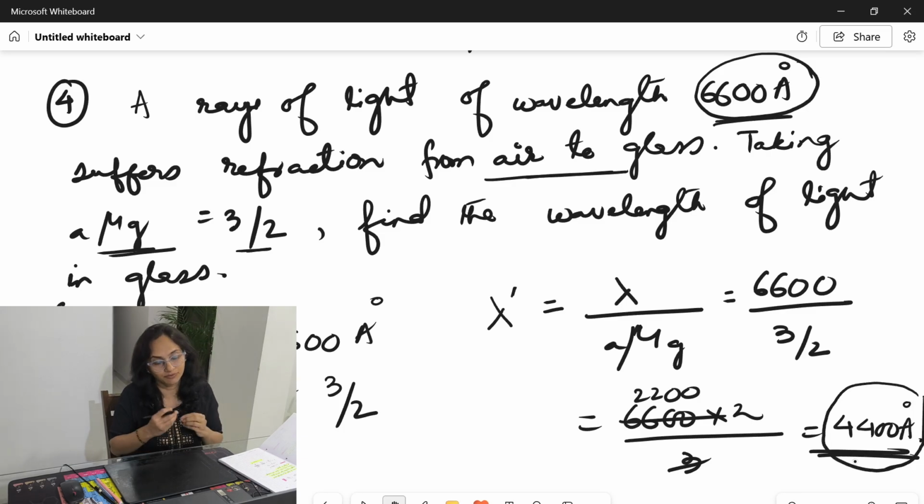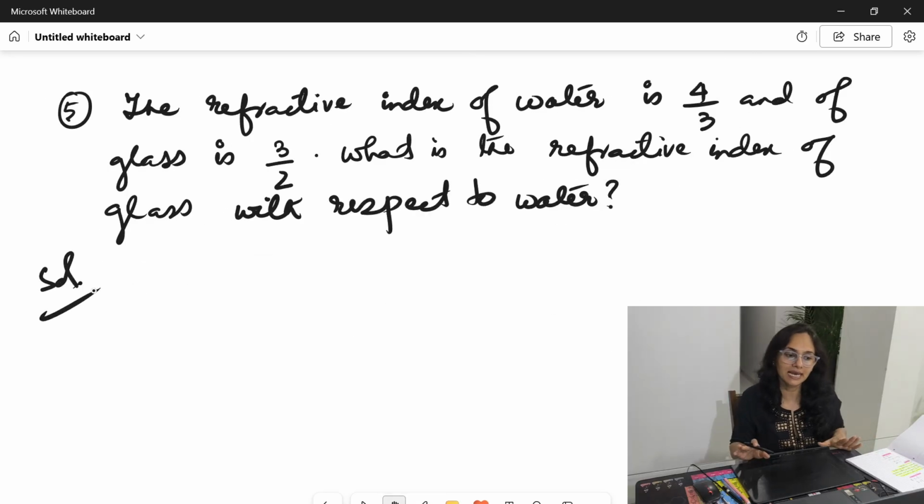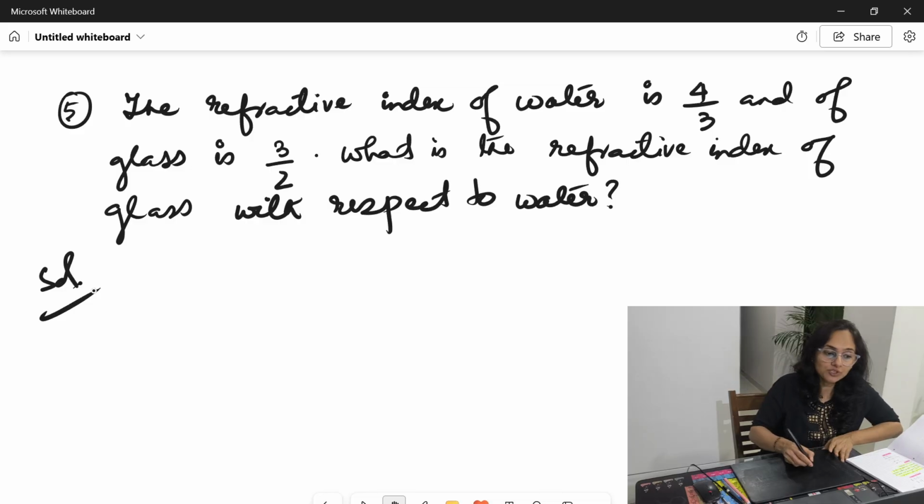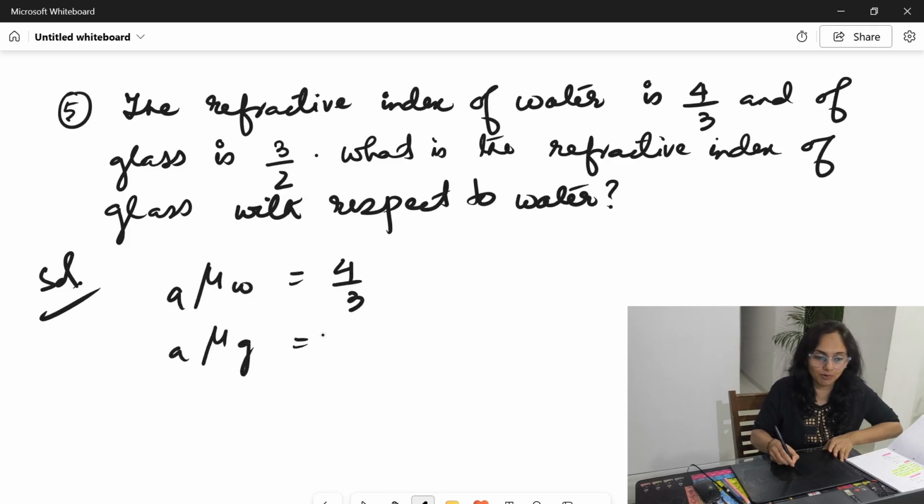Let's take a few more questions. Let's go to the next question, right? Now let's have a look at this question. They have given us the refractive index of water as 4 by 3 and glass as 3 by 2, which means air mu W is 4 upon 3 and air mu G is 3 upon 2. We have to find out the refractive index of glass with respect to water. So we have to find out W mu G.